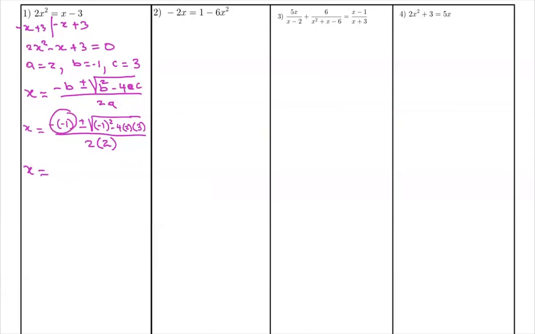Well, we can simplify this. Negative 1 is plus 1, plus or minus the square root. Negative 1 squared is positive 1. Negative 4 times 2 is negative 8. Negative 8 times 3 is negative 24. So that's negative 24 plus 1, negative 23, over 4. 2 times 2 is 4.